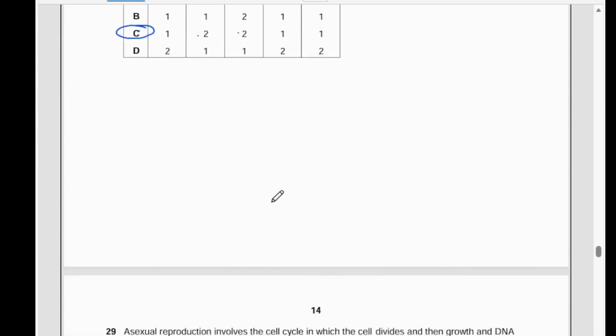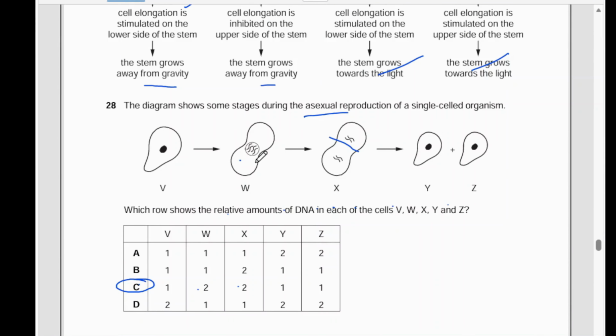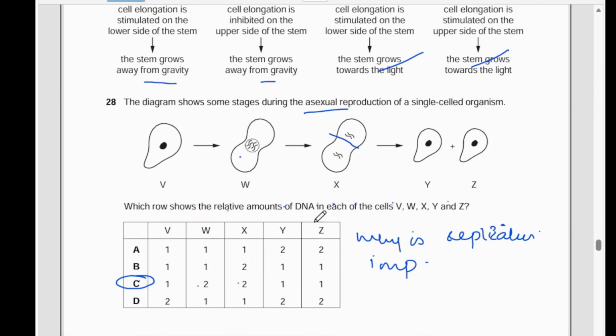Okay. Why does this duplication take place? It's a mitosis. So why does duplication take place? Why is replication important? Let's say to maintain the same number of chromosomes in the daughter cells. So chromosomes replicate to maintain the same number of chromosomes in the daughter cells. Clear?